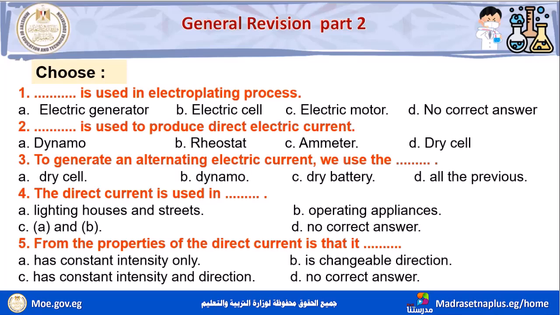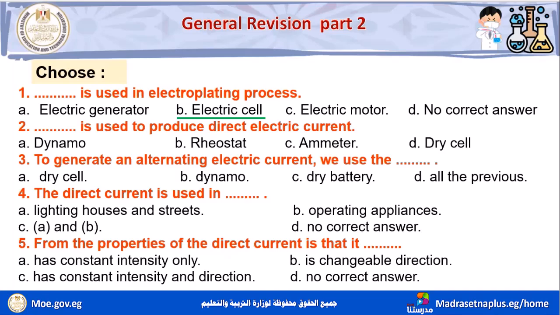Another question, choose. Question number 1: Blank is used in electroplating process. Letter A, electric generator. Letter B, electric cell. Letter C, electric motor. Letter D, no correct answer. Electric cell is used in electroplating process.